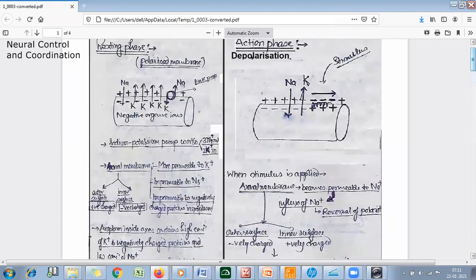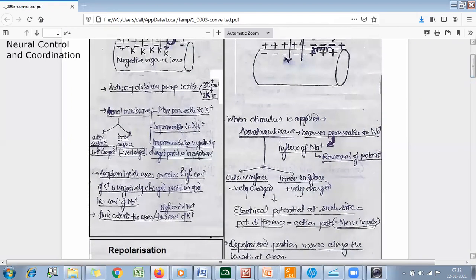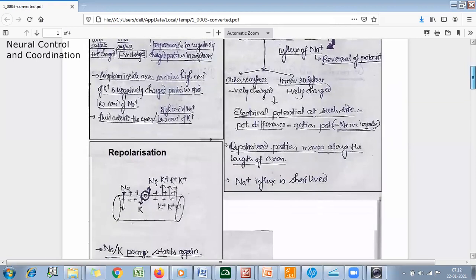So what happens? We have seen that in the general case, when there is no stimulus, the inner side of the membrane is negatively charged, and the outside of the membrane is positively charged. But when the stimulus comes, due to the influx of sodium, a potential difference is created, and an action potential will be created. This is called the nerve impulse. Now the nerve impulse will move along the length of the axon. So it will move forward.